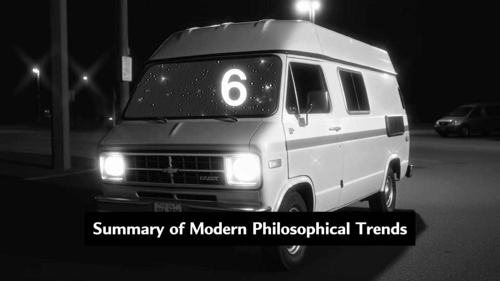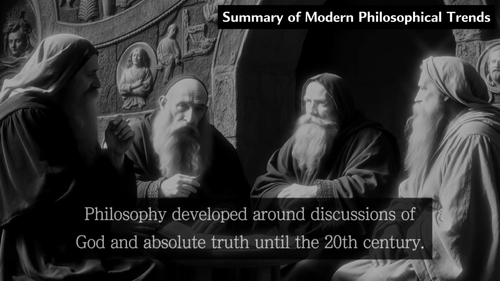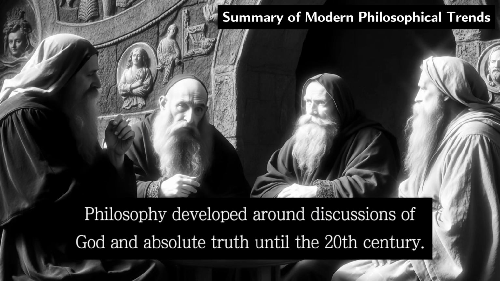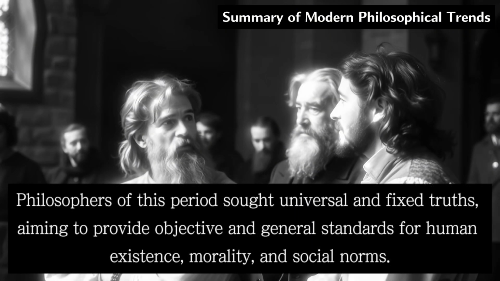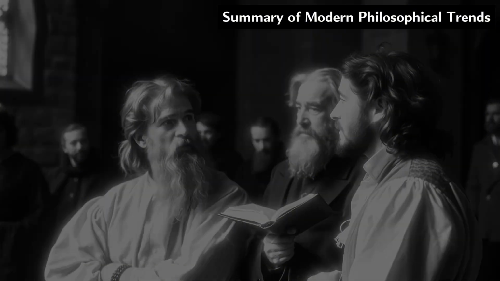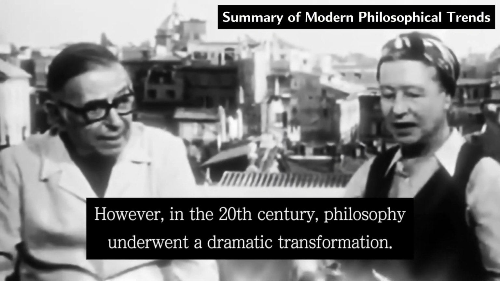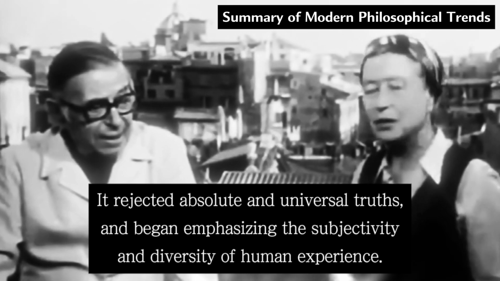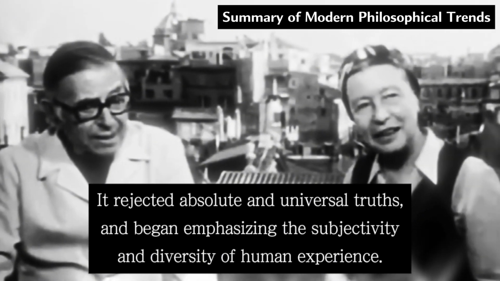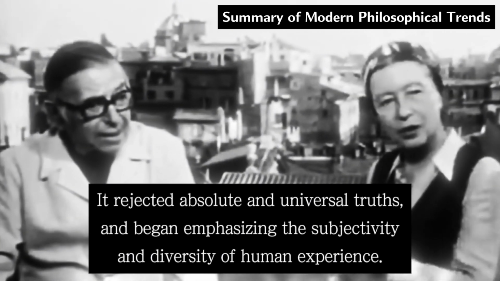Chapter 6: Summary of Modern Philosophical Trends. Philosophy developed around discussions of God and absolute truth until the 20th century. Philosophers of this period sought universal and fixed truths, aiming to provide objective and general standards for human existence, morality, and social norms. However, in the 20th century, philosophy underwent a dramatic transformation. It rejected absolute and universal truths and began emphasizing the subjectivity and diversity of human experience.